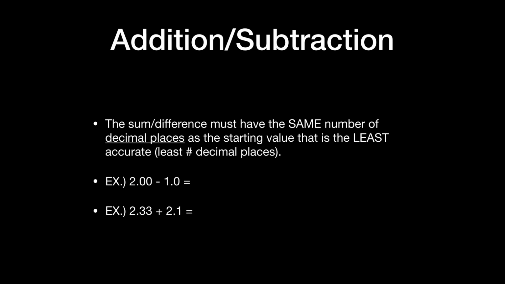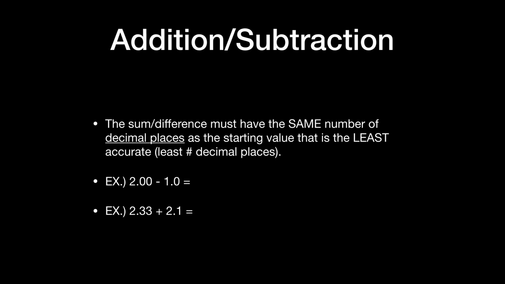Second set of rules, the last one that we need to worry about is addition and subtraction. There will be times here and there where we do addition and subtraction, and we're going to need to be able to use the significant figure rules for these types of questions as well. So the rule is that the sum or the difference, your answer, must have the same number of decimal places as the starting value that is the least accurate.